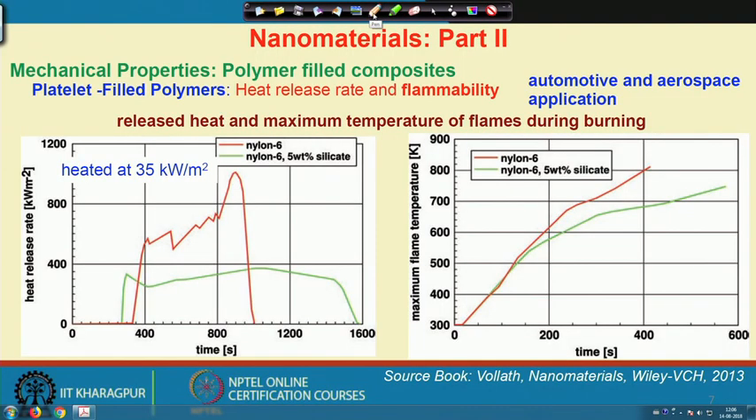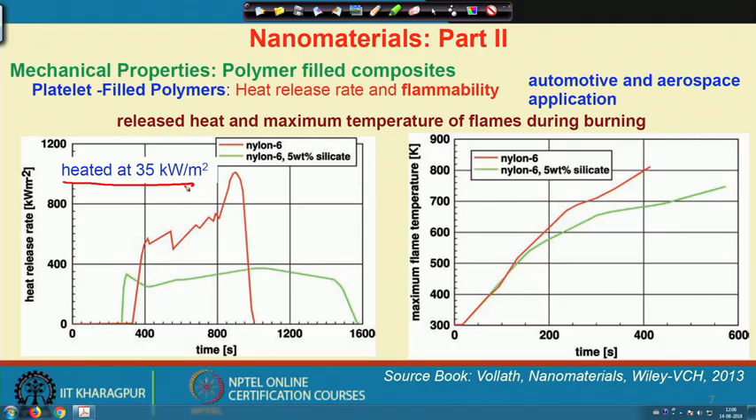How is it? When we apply some heat, there will be a heat release from the composite. So, let us take an example. Let us say I have heated nylon 6 without some nanoplatelet or with some nanoplatelet. This is pure nylon 6, which is represented with a red color. Here we have heated it and we are observing the heat release. With time, you see that the heat is released, the release rate is very high, and then it basically cools down.